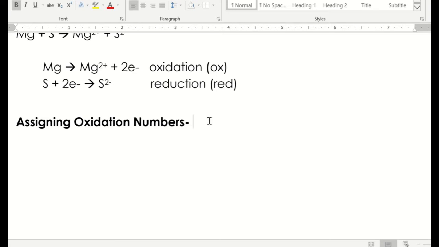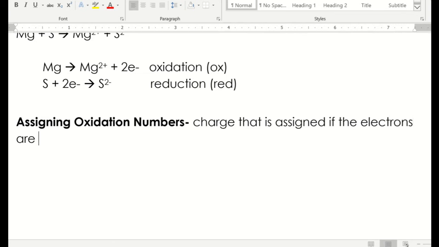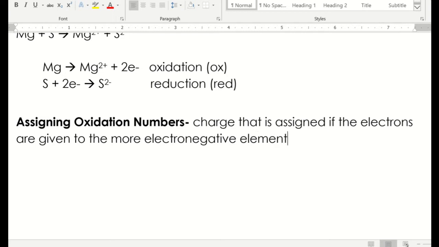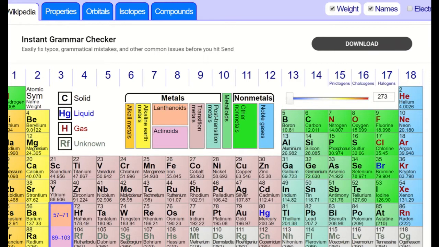So for today, we're going to be assigning oxidation numbers to different elements. And basically, this is going to help us keep track of where electrons are going. Okay, so what is an oxidation number? It is a charge that is assigned if the electrons are given to the more electronegative element. You might recall electronegativity from like forever ago.